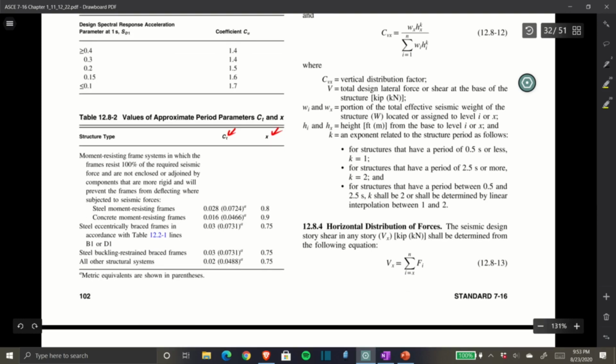If we scroll down, you'll see that it's based on structure type. And if we look through all of these, none of them match a wood-framed, light wood-frame structure. So that means we're going to fall under all other structural systems. So CT is 0.02 and X is 0.75. So let's jump back and write those down.